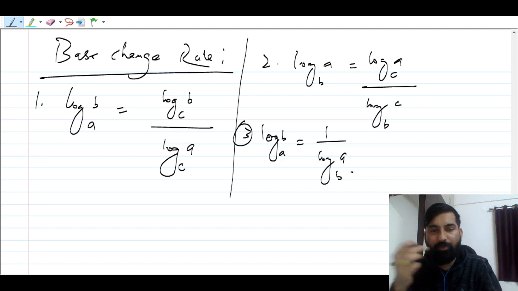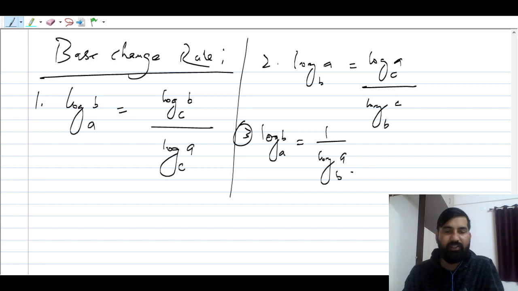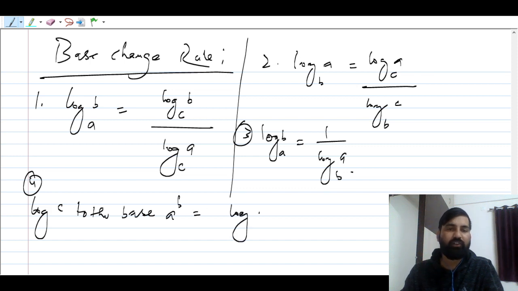And log c to the base a raised to power b, if you find log c to the base a raised to power b, you can write this as log a raised to power b, sorry, a raised to power c upon b, okay.